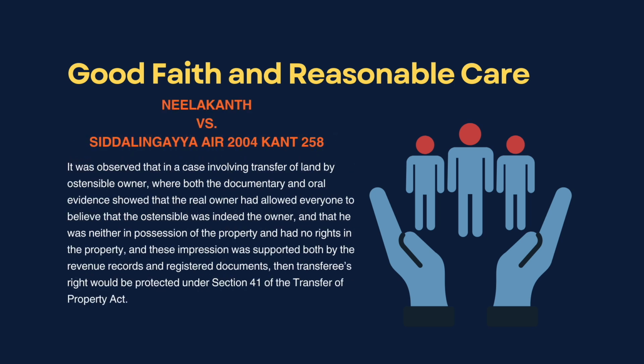In Neelkant versus Siddhalingaya, a 2004 Karnataka High Court decision, it was observed that in a case involving transfer of land by ostensible owner, where both documentary and oral evidence showed that the real owner had allowed everyone to believe that the ostensible owner was indeed the owner and that he was neither in possession of the property and had no rights in the property, and these impressions were supported both by the revenue records and registered documents, then the transferee's right will be protected under Section 41 of the Transfer of Property Act. Thus, any person intending to take benefit of the section must be able to show that they have made an inquiry about the transferor's title.